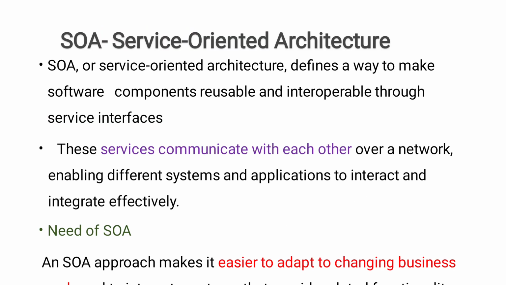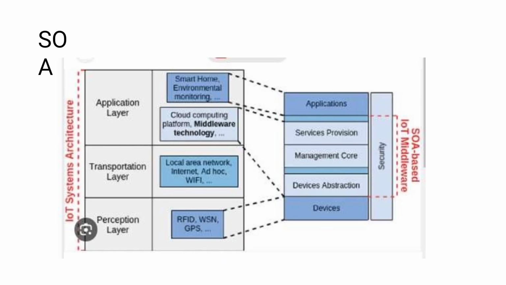Let us see about the SOA, that is service oriented architecture. It defines a way to make software components reusable and interoperable through the service interface. These services communicate with each other over a network, enabling different systems and applications to interact and integrate efficiently. Need of SOA is an SOA approach makes it easier to adapt changing the business. This is the SOA architecture.